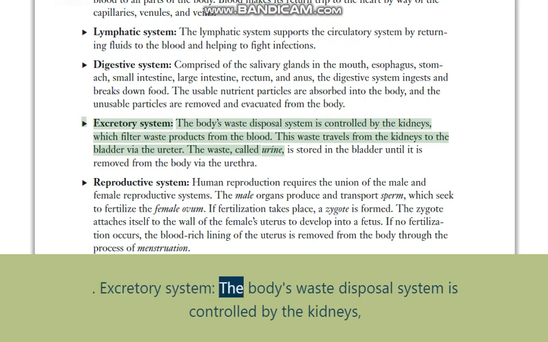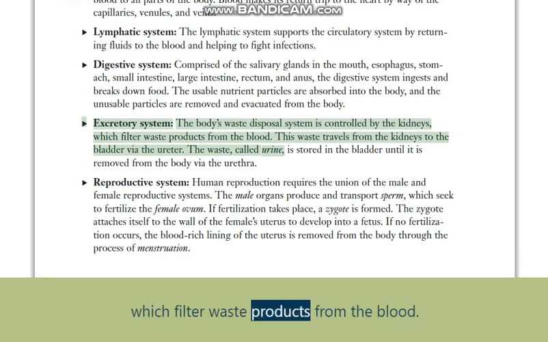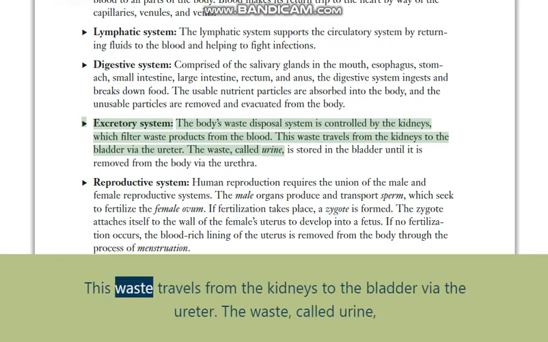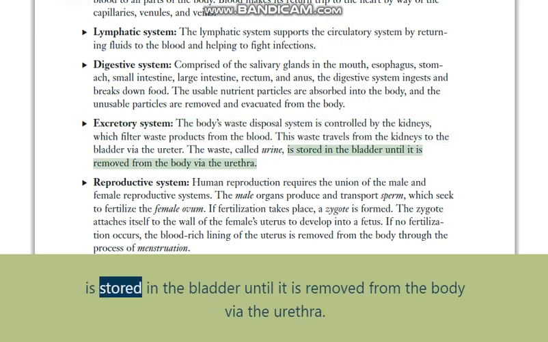Excretory system. The body's waste disposal system is controlled by the kidneys, which filter waste products from the blood. This waste travels from the kidneys to the bladder via the ureter. The waste, called urine, is stored in the bladder until it is removed from the body via the urethra.